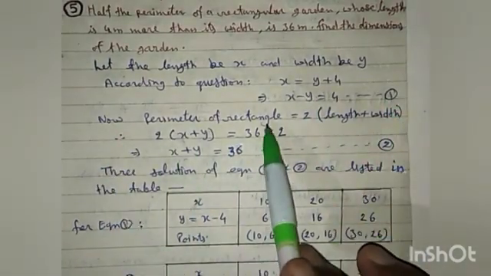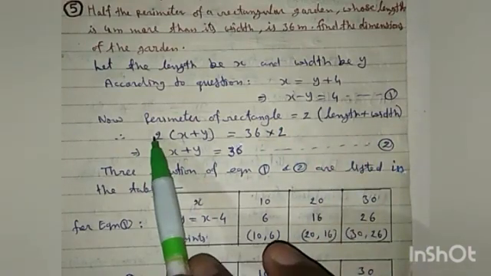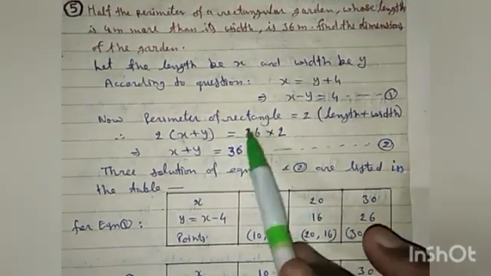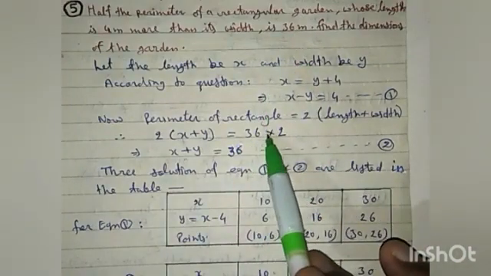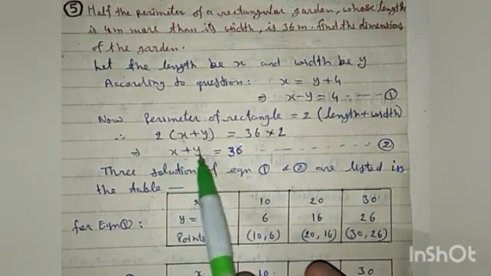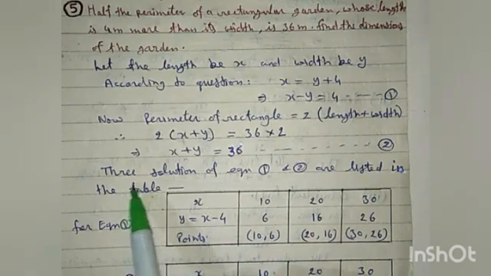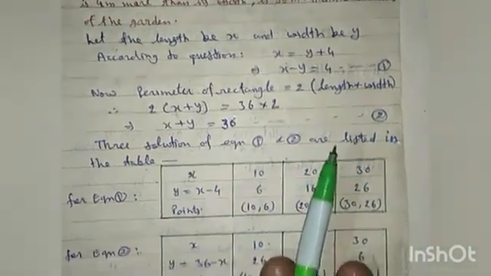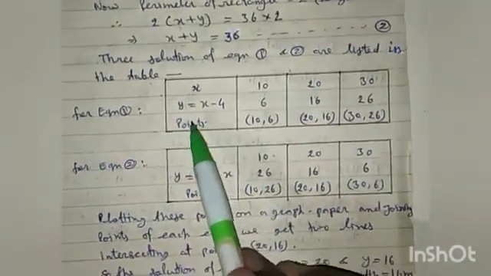Now the perimeter of a rectangle is equal to 2 into length plus width. So here 2 into (x plus y) is equal to 2 into half perimeter, because here half perimeter is given. So here we have total perimeter 36 into 2. Now dividing by 2 on both sides, we have x plus y equal to 36. It is equation number 2. Now we have to find the solution of these two equations graphically. So we have to find 3 points, that means 3 solutions of equations 1 and 2.